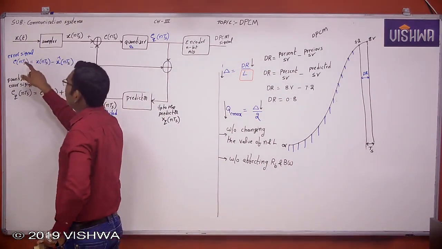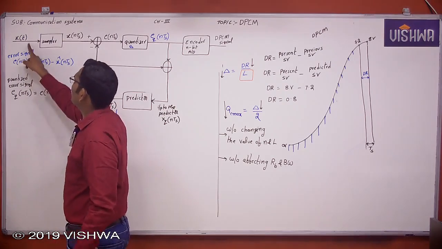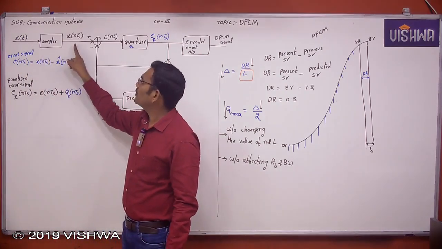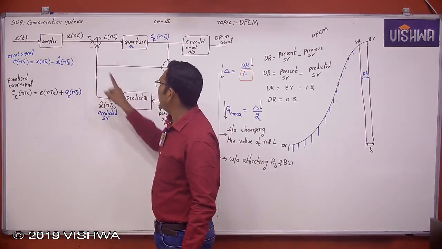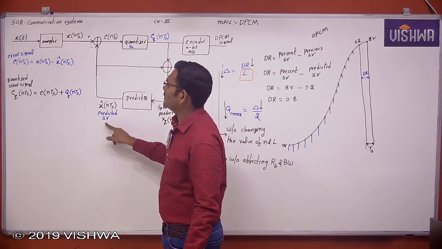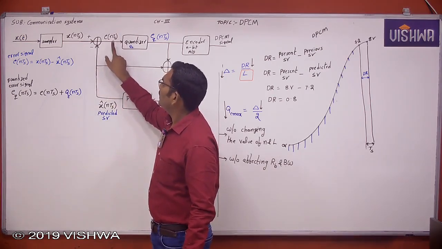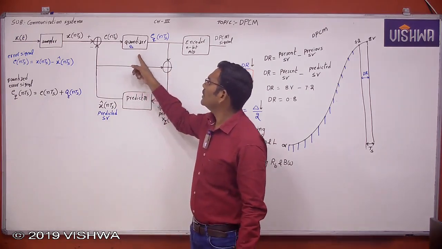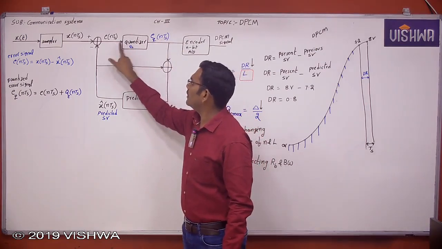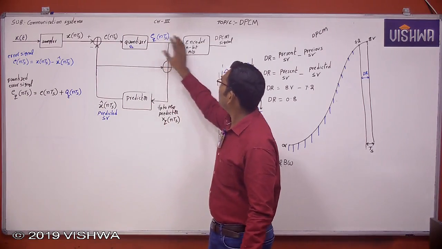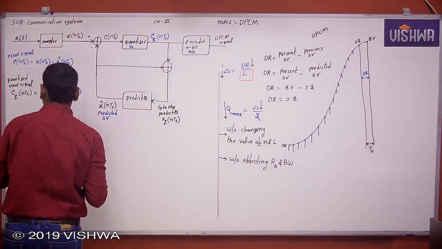Now see here, these are the original sample values. The original values undergo the process of sampling, and this is the sample value. With a delay of Ts seconds, this is the predicted sample value. The original sample value minus the predicted sample value is nothing but the error signal. That error is going for the quantization process, and this is the quantized error signal. The quantized error signal is the error signal plus some quantization error. That is going for the encoding process, and this is added, and this is the input to the predictor.